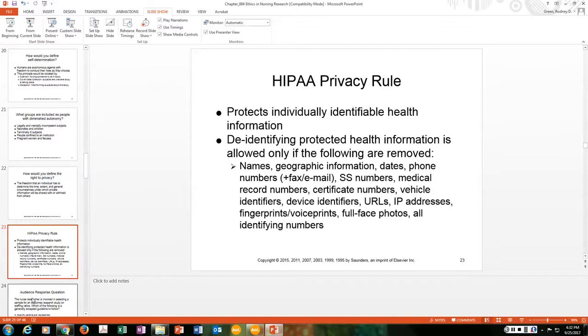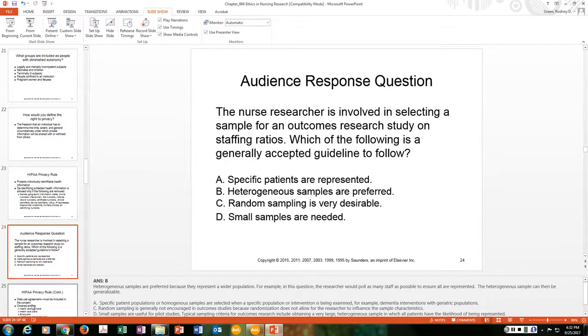De-identified information means that the subject cannot be identified. The data that they have shared cannot be traced back to them. All right, the nurse researcher is involved in selecting a sample for an outcomes research study on staffing ratios. Which of the following is a generally accepted guideline to follow?